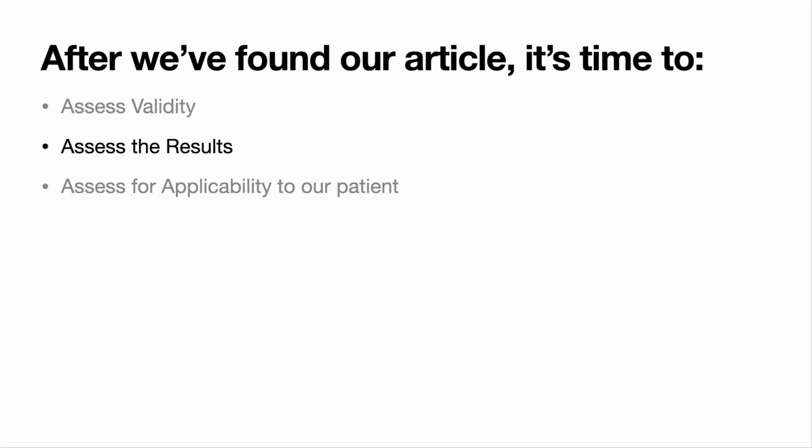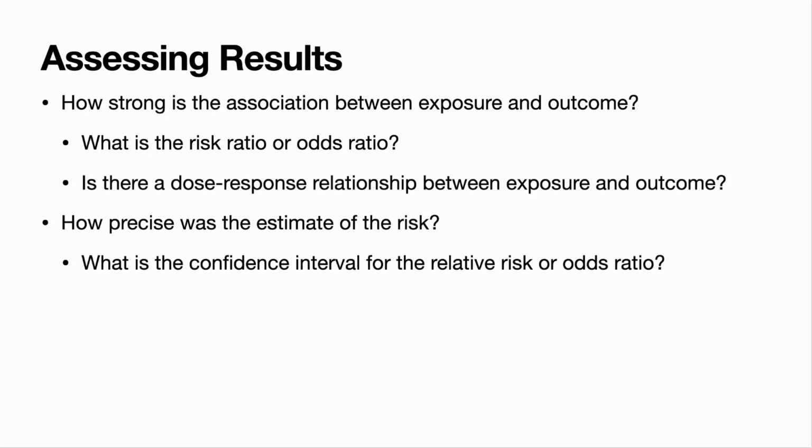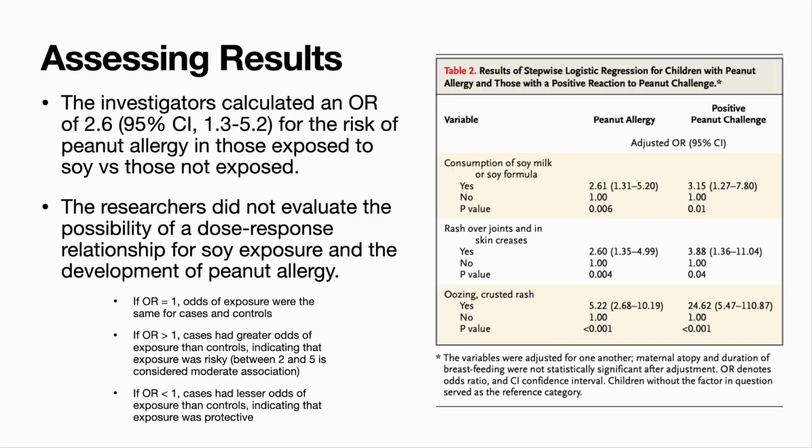So after we have assessed validity, we will assess the results. And we have two main questions that we really want to ask. We want to ask, how strong is the association between exposure and outcome? And how precise was the estimate of risk? So to help us answer the first question of how strong is the association between exposure and outcome, we are going to ask, what is the risk ratio or odds ratio? This time we are given an odds ratio. We also want to ask, is there a dose-response relationship between exposure and outcome? So let's assess our results.